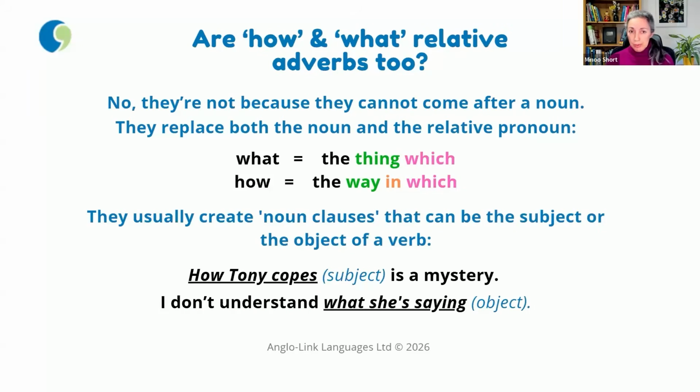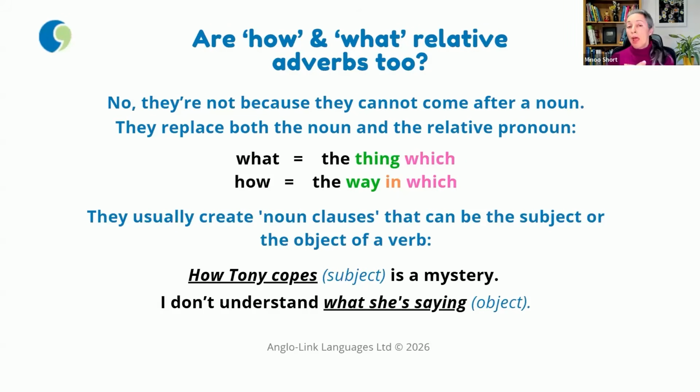Now, we have two other words we haven't looked at yet, and these are the words how and what. Are they relative adverbs too? No, they're not, because they cannot come after a noun. They replace both the noun and the relative pronoun. What means the thing which, and how means the way in which. And these two, they usually create noun clauses that can be the subject or object of a verb.